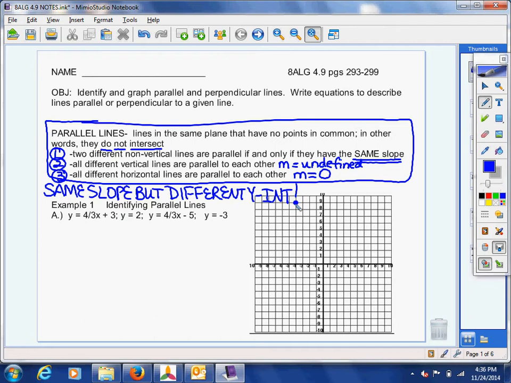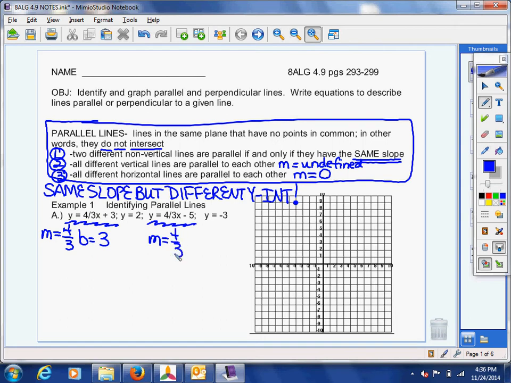Okay? So let's start. Your book actually had example 1 graphed, but I wanted to remind you how to do this graphing. And so I'm going to start right here. I'm writing y equals 4/3 x plus 3, and I'm also going to write y equals 4/3 x minus 5. First of all, they are both in slope-intercept form. Perfect. The reason is because we can clearly identify the slope and the y-intercept. And we can do that for both of them.